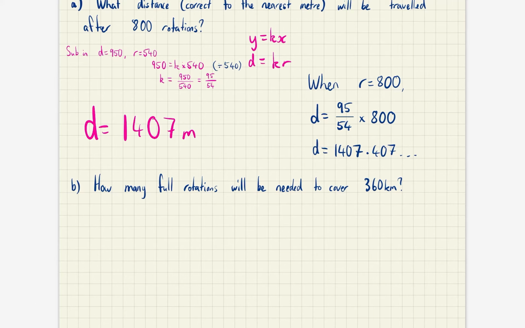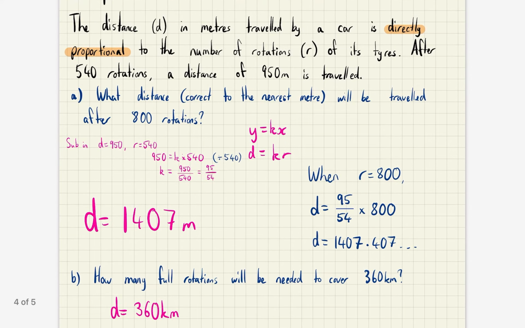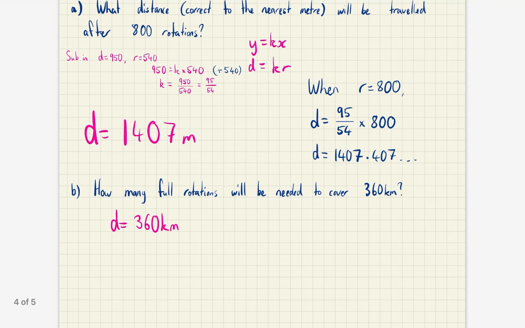Okay, so this time we have the value for D. First of all, I'm going to write that the distance is 360 kilometers. But you'll notice a problem, and that is, if I go back to the question, it says the distance is meant to be in meters, not kilometers. So because of that, I need to change the units from kilometers to meters.